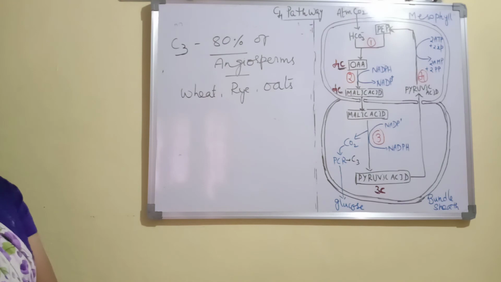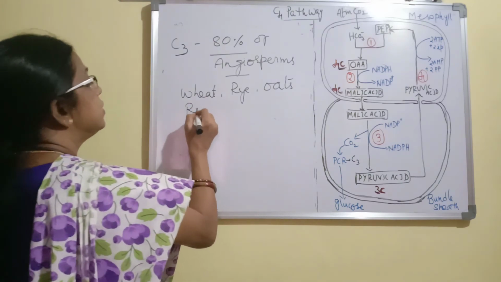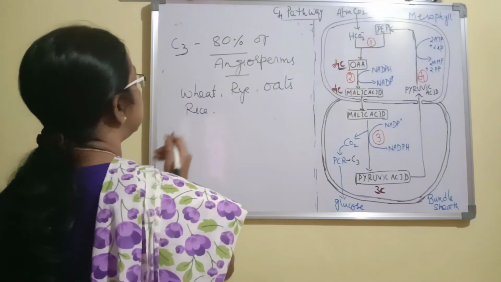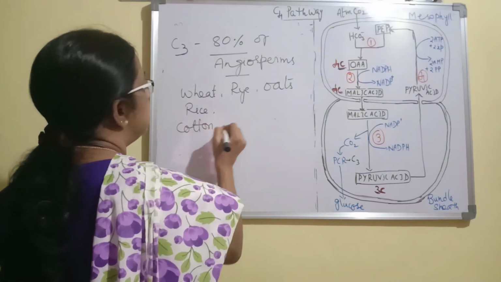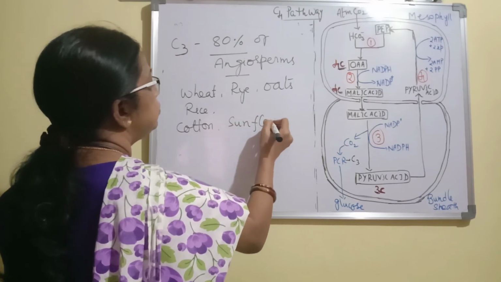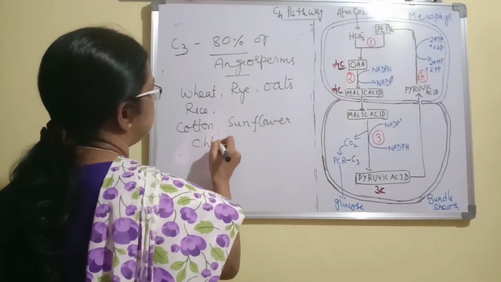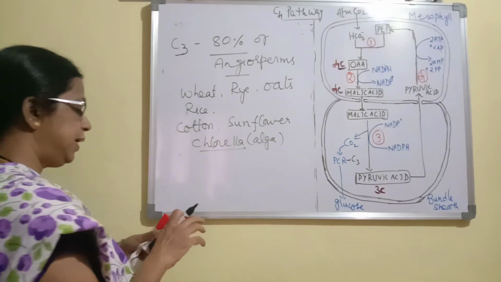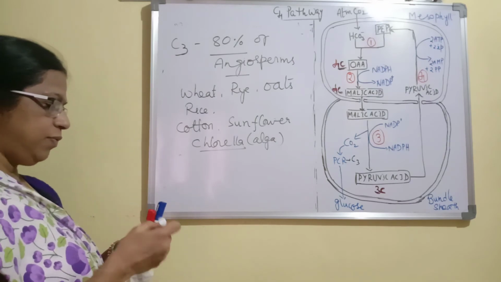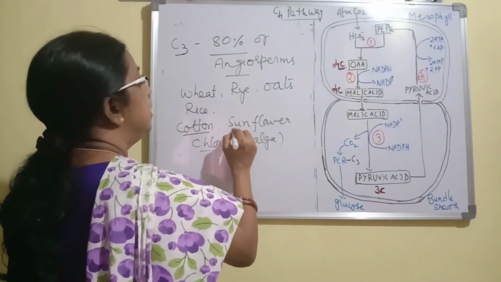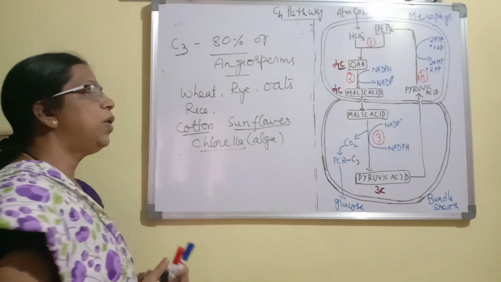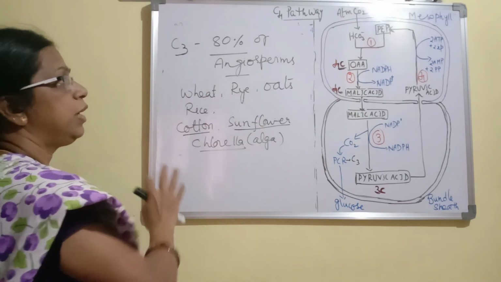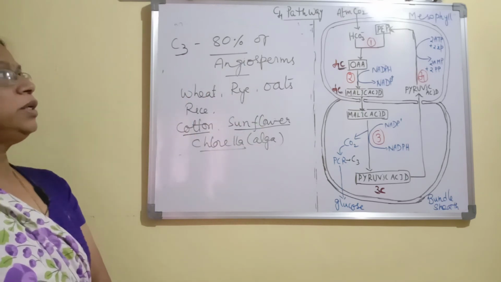These are all monocots. Rice also: rice, wheat, rye, oats, all monocots. Then cotton, sunflower, and chlorella. You know chlorella is an alga. Cotton and sunflower are dicot plants. So it is found in both dicots as well as monocots, but mostly found in dicots, and in 80% of angiosperms we find C3 plants.